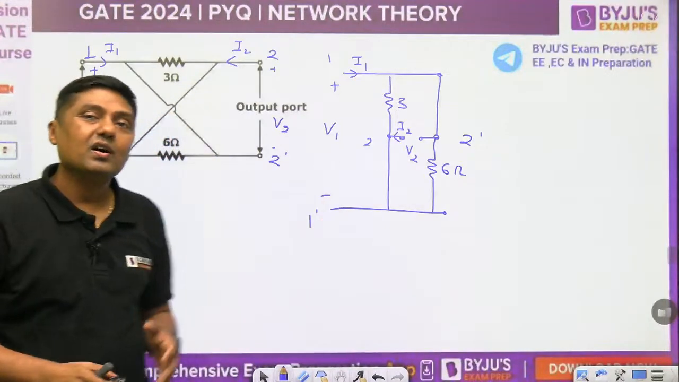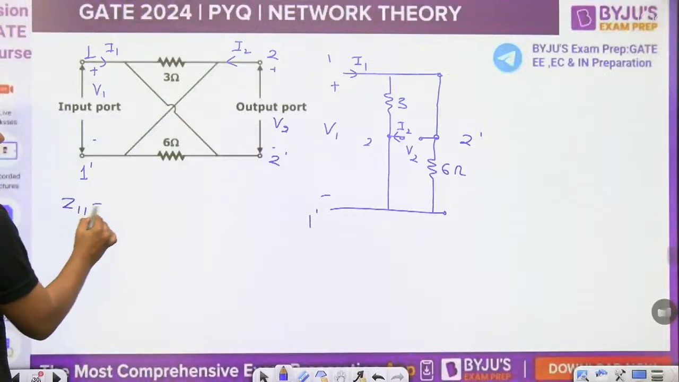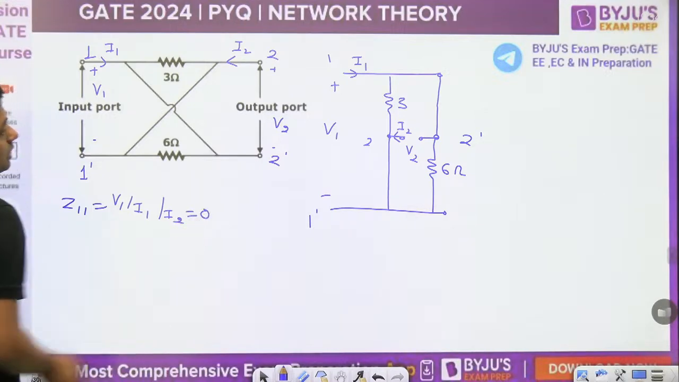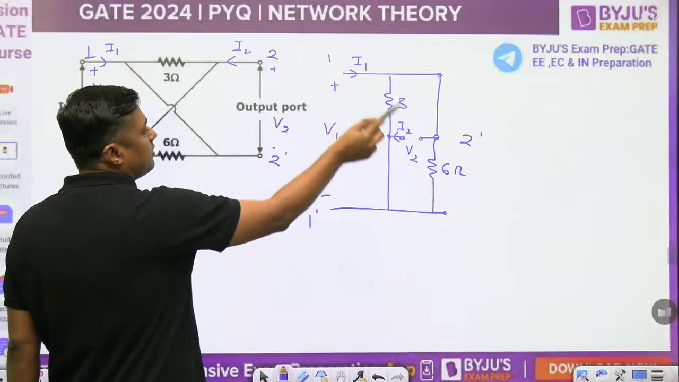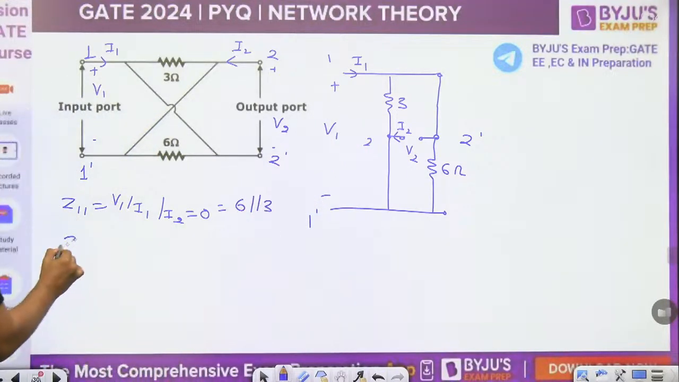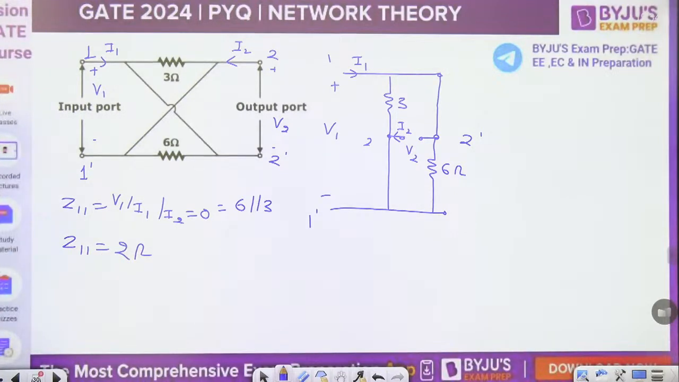Okay, now Z parameter Z11. What is the Z11? V1 by I1 with I2 equal to 0. Here simply 6 and 3 are in parallel because I2 is 0. So V1 by I1 is nothing but 6 parallel with 3, which is 2 ohm. Second, with I2 equal to 0, you can find the Z21.